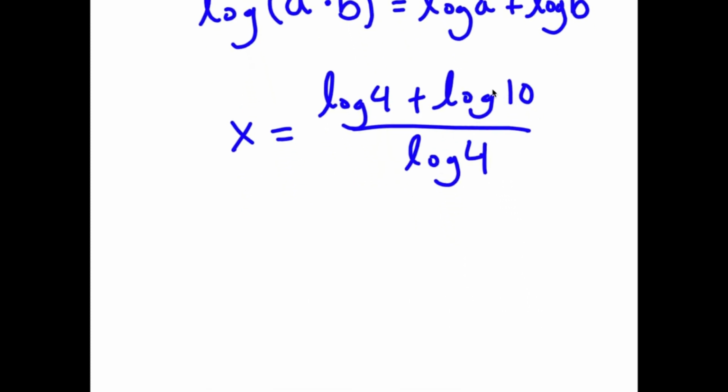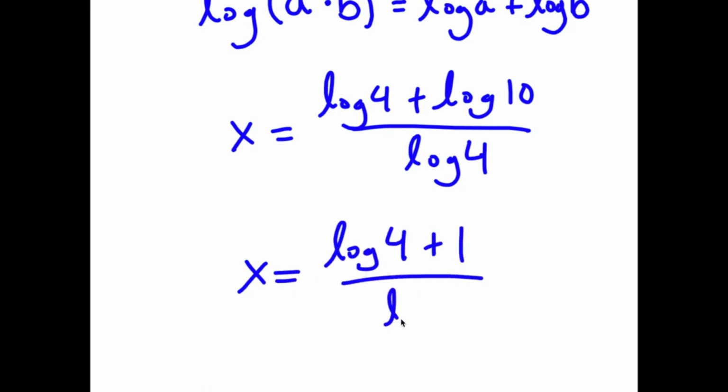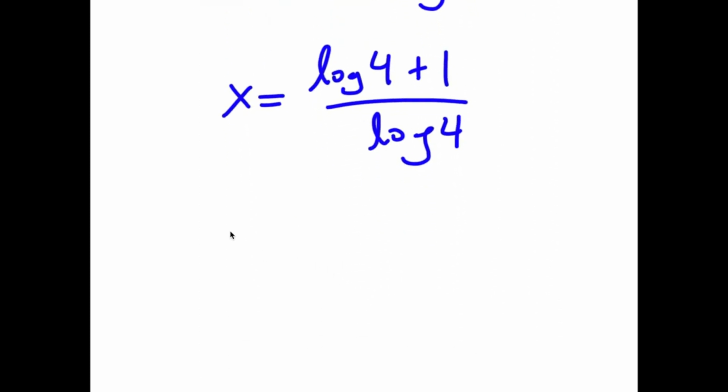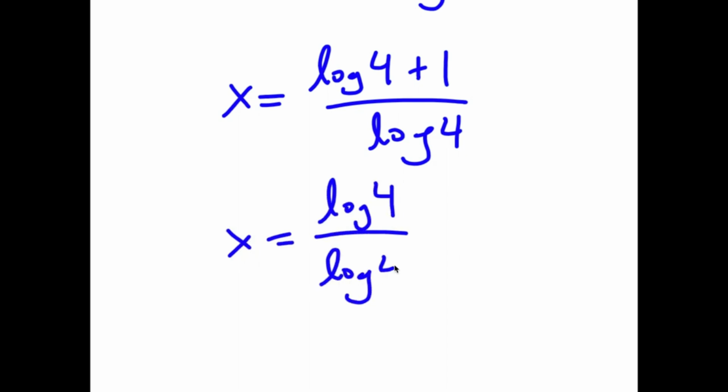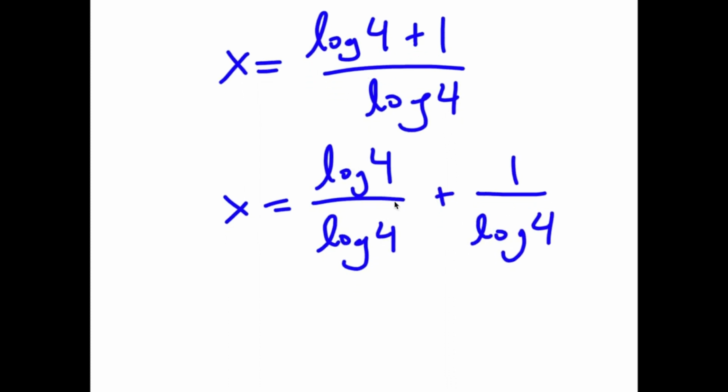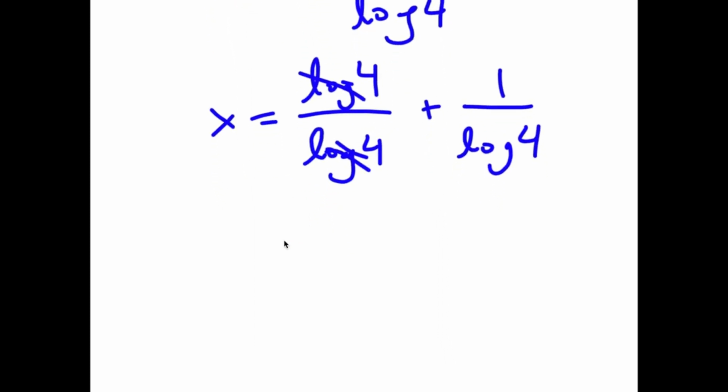And if you guys already know, log 10, that's actually equal to 1. So I have x is equal to log 4 plus 1 over log 4. Now, I can rewrite this as log 4 over log 4 plus 1 over log 4. Now log 4 and log 4, these two cancel out. So I have x is equal to 1 plus 1 over log 4.